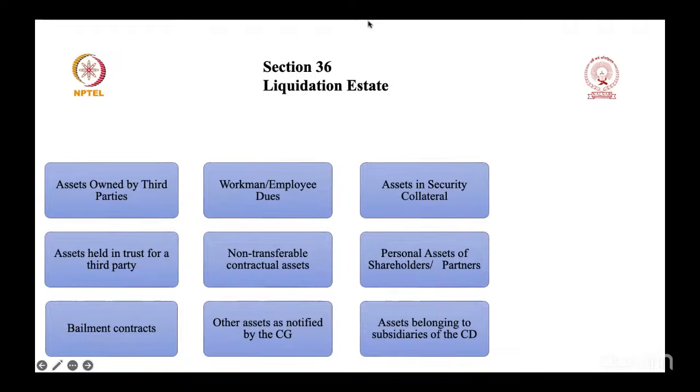How does he realize the assets? We said he can sell the assets either by way of a public auction or by way of a private treaty or any other arrangement which he thinks is appropriate.